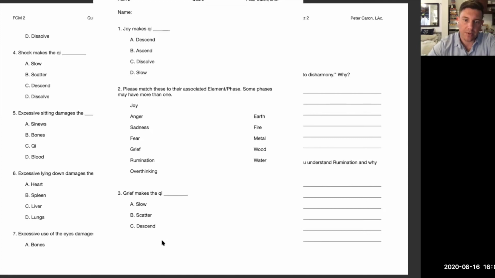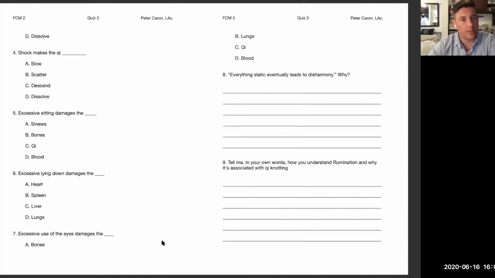You can see D in the upper left there too. The answer is D, which is here on the next page, sorry. Dissolve. Fear making the chi descend. But you couldn't really see D, so that's kind of on me, right? Shock makes the chi. Yep, good, scatter.